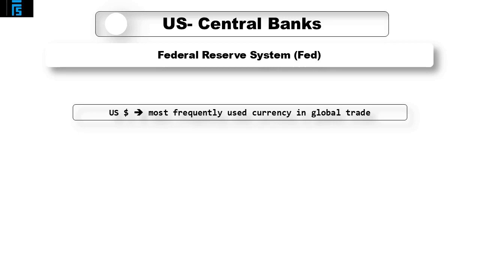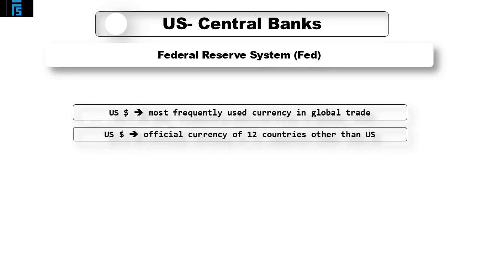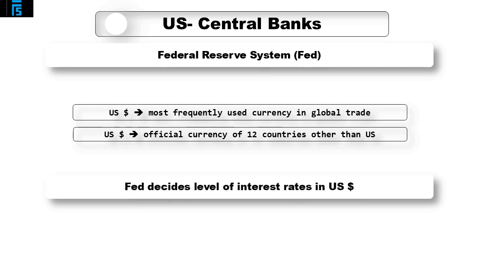You may find it interesting to know that the US dollar is officially used as the currency in 12 countries other than the United States, and unofficially in over 30 countries. Thus, decisions taken by the Federal Reserve regarding the supply of the dollar and the level of interest rates in the US dollar have a direct impact on the economic reality of citizens of all of these economies.